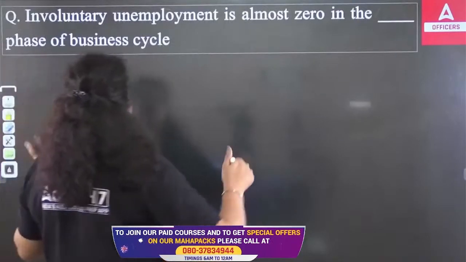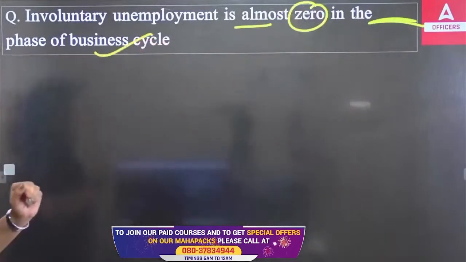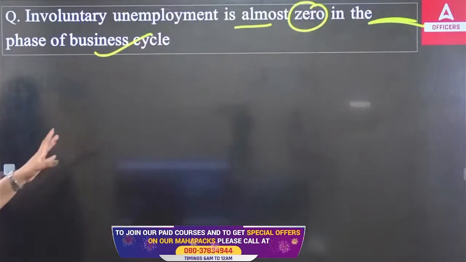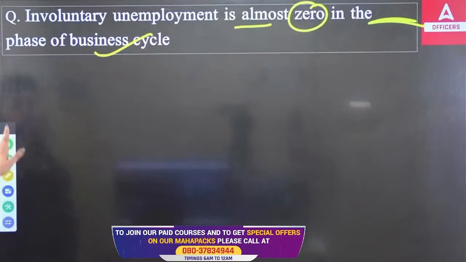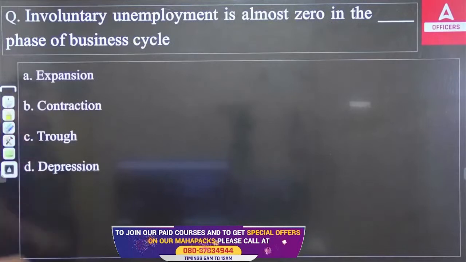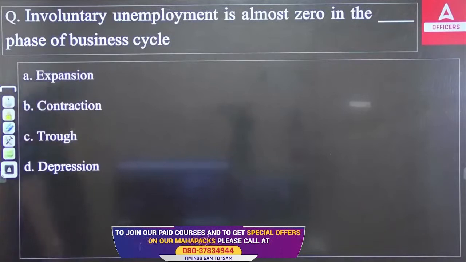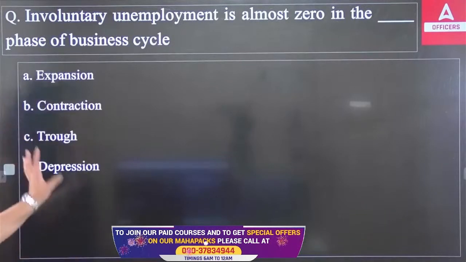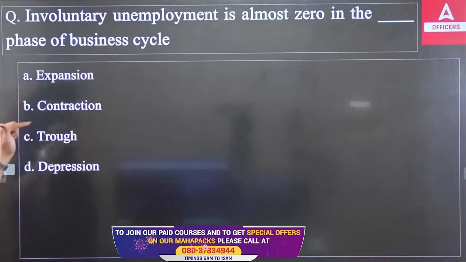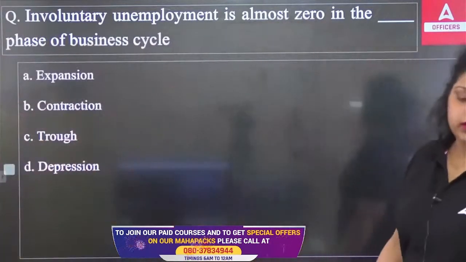Involuntary unemployment is almost 0 in which phase of the business cycle? Now, the involuntary unemployment will be 0 in which kind of situation, that we have to find out here. These are the options we have: expansion, contraction, trough, and depression. These are the four situations in front of you. Out of these phases, where will the involuntary unemployment be zero? There will be no or a very minimum involuntary unemployment.